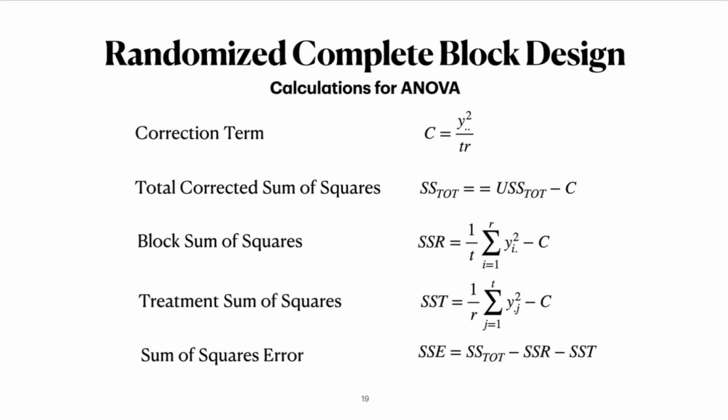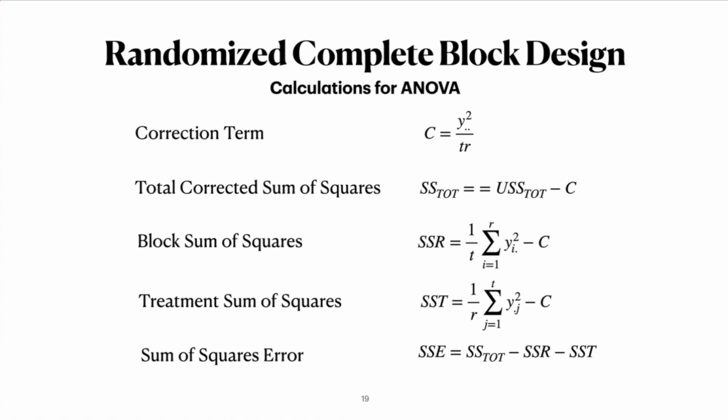Once we have those summary statistics, then we can very easily calculate the quantities needed for the analysis of variance. First, as was the case for the completely randomized design, we have to calculate the correction term, which we're denoting by cap C. That is just the square of the overall sum of the values in the data. So we add up all the responses in the data and then square that sum, and then we divide that by the total number of observations in the sample. For a randomized complete block design with T treatments and R blocks, that total number of observations would be T times R.